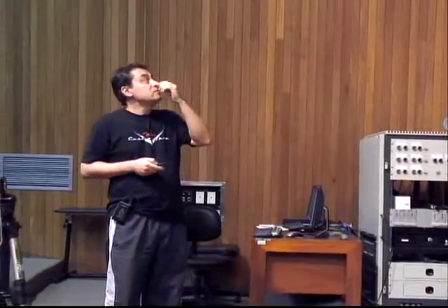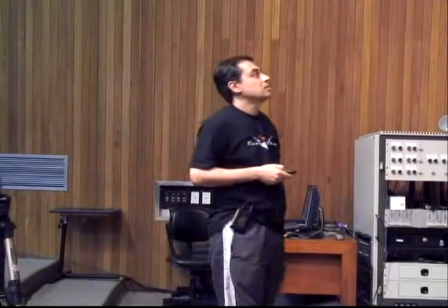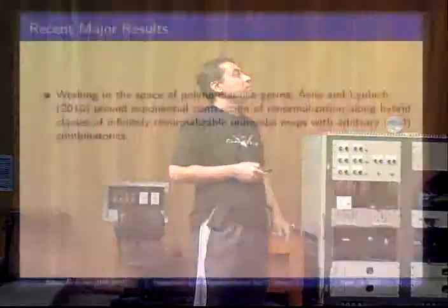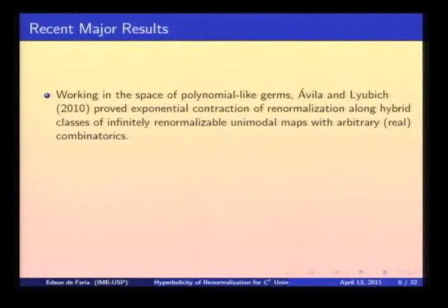Okay, now there's some recent major results that came after the work we did. And I'm not going to talk about that, except that I have to mention it because they're really great results. So there's the work of Avila and Lyubich, just from last year, where they managed to prove exponential contraction of this renormalization operator along hybrid classes of infinitely renormalizable unimodal maps with arbitrary combinatorics. You don't have to assume bounded type. And moreover, you don't even have to assume that the maps have a quadratic critical point as we do.